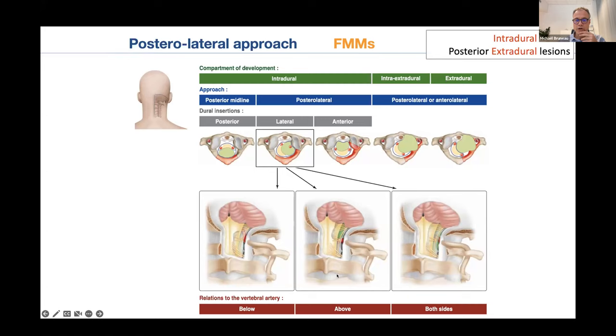On the other hand, if the tumor is above the vertebral artery, which is displaced caudally, then the position of the lower cranial nerves cannot be anticipated, as the tumor grows on both sides of the vertebral artery. So this posterolateral approach is surely dedicated for 95% of the foramen magnum meningiomas.